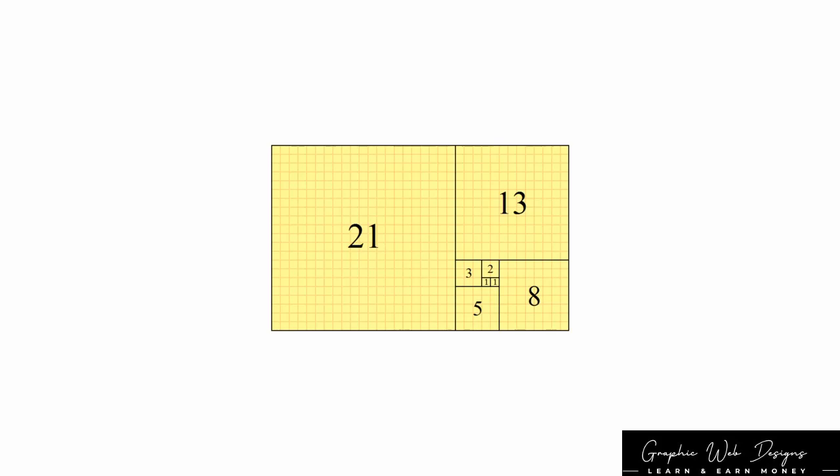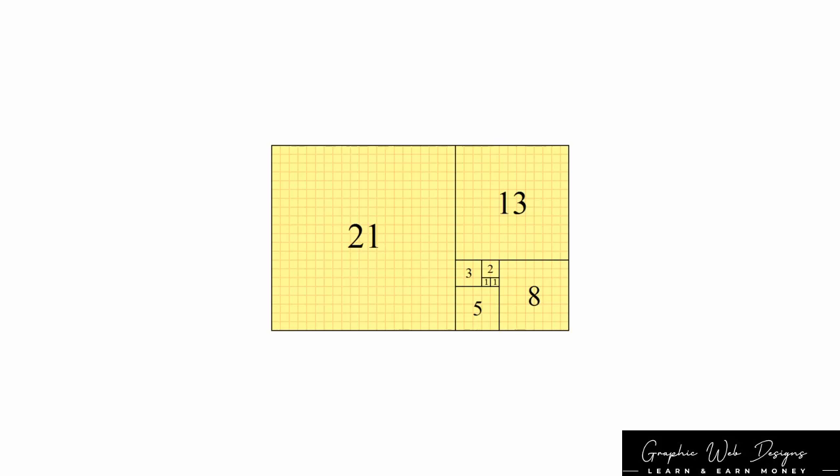Next, we see a larger square denoted by a 2. This, of course, is the next number in the Fibonacci sequence, since it's the sum of the previous two 1s. This square is 2 by 2. 2 squares in width, 2 squares in height, occupying a total of 4 squares.